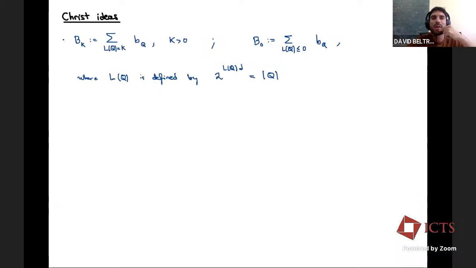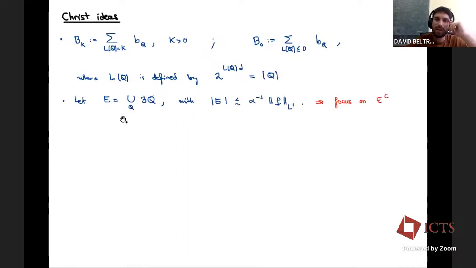And then what Christ's ideas were is like, okay, we're going to group all the atoms at a specific scale. All the small ones, we put them together in B0. And then from the positive side length, I'll put all the ones at that level in one single function.